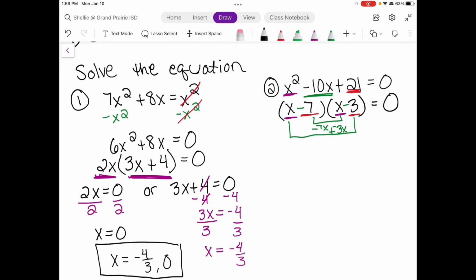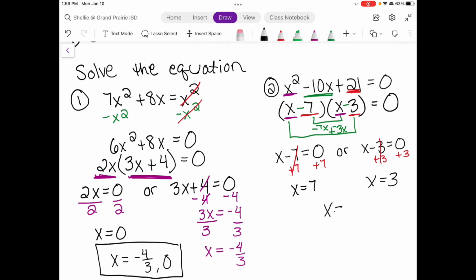I'm going to set both my factors equal to 0. So either x minus 7 equals 0 or x minus 3 equals 0. Then I'm going to solve the equation. So I would add 7 to both sides, and x equals 7. Over here, I would add 3 to both sides, and I have x equals 3. I would write my answers as a solution set, and traditionally, we put the smallest number first.